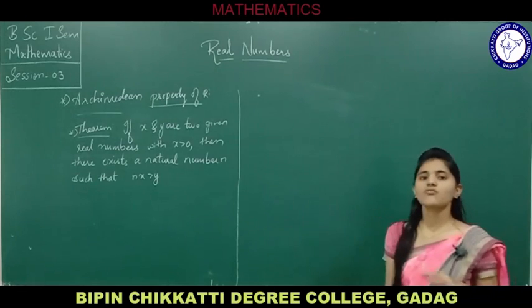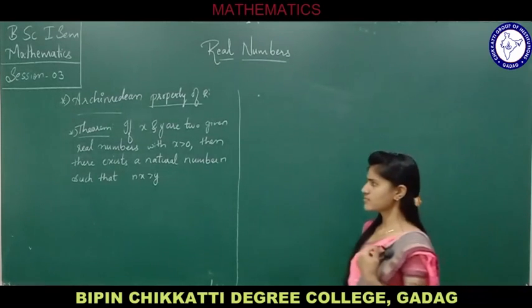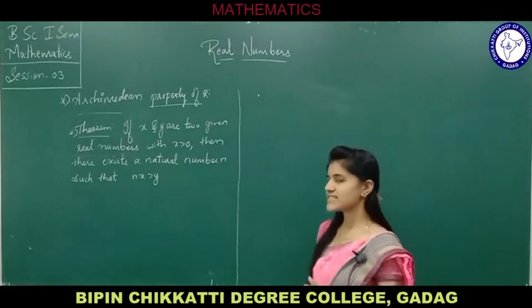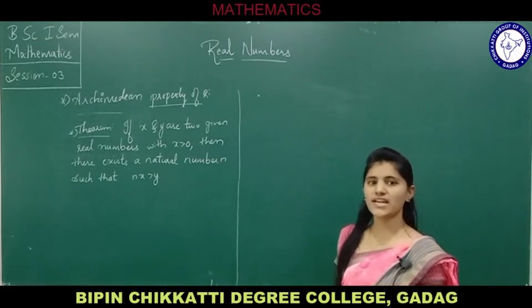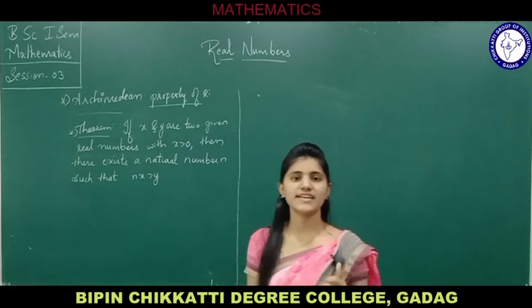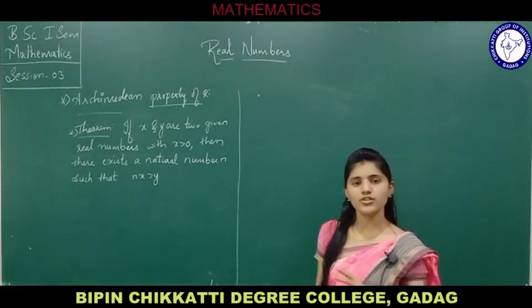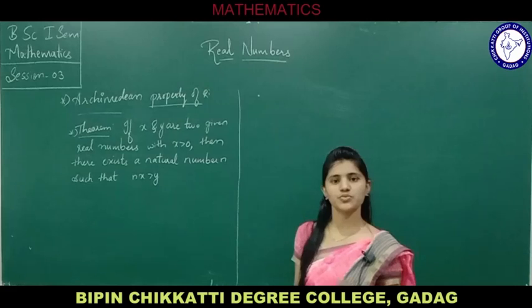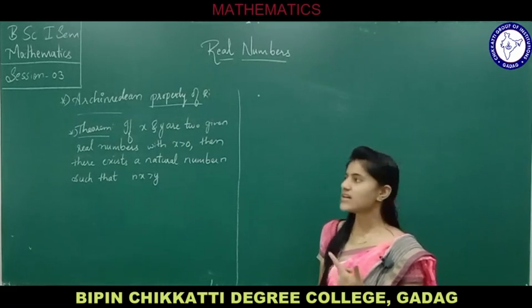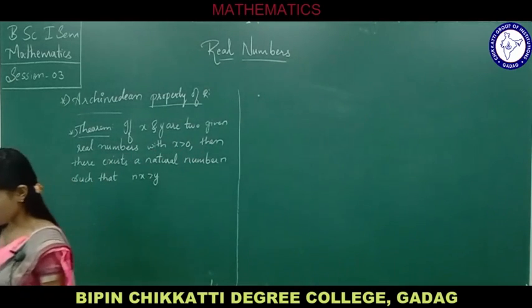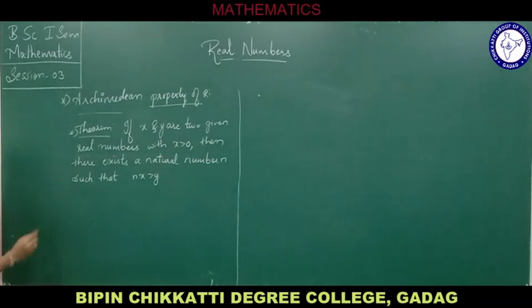To prove this, we are going to use the method of contradiction. That means we assume that there is no natural number n such that n into x is greater than y. At the end, we will show that our assumption is wrong, and hence the theorem is true. Let us start the proof. We assume the negation of the conclusion. Proof.